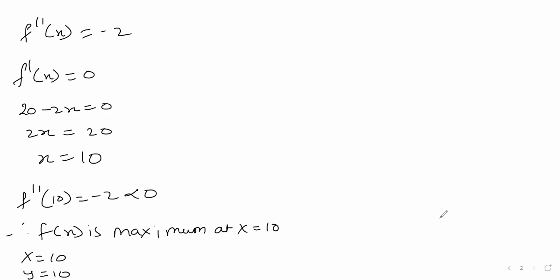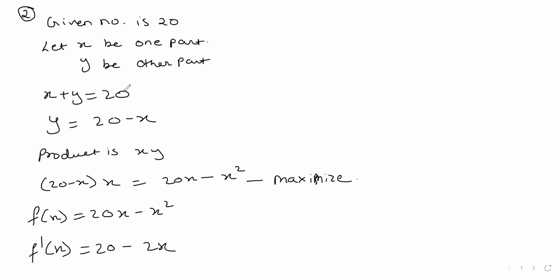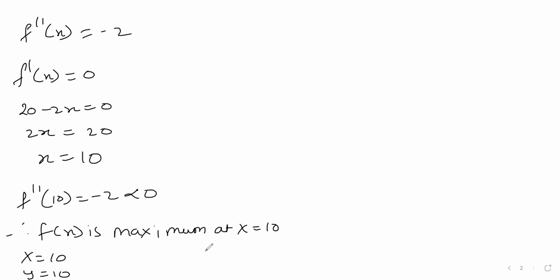Here it is very important that you put it into an equation. So the two parts of 20 we called x and y, x plus y is 20. I can write y is 20 minus x. So the product is xy. They say the product should be maximum. The product is 20 minus x into x. This is your product, and we need to maximize this function. So we term it as f of x. And now we try to maximize it by the regular method.